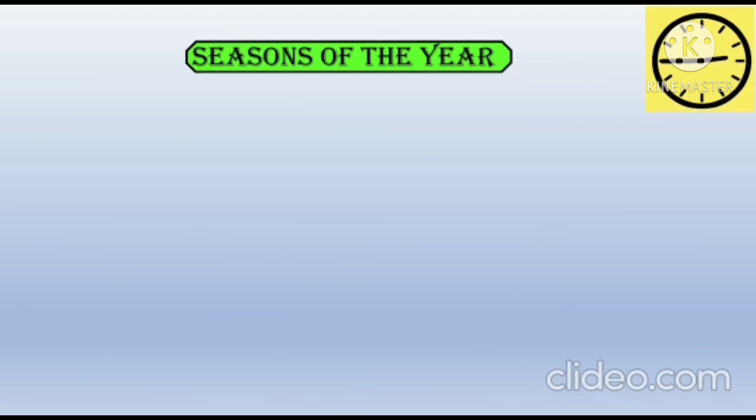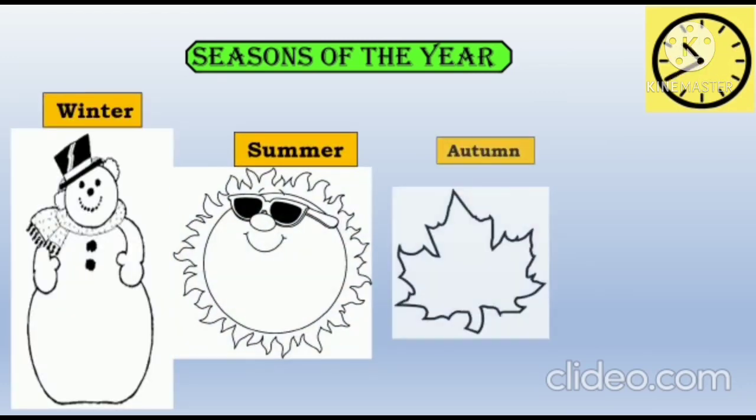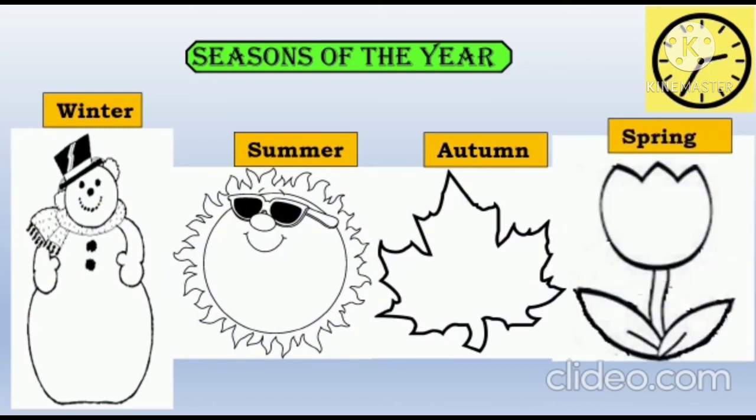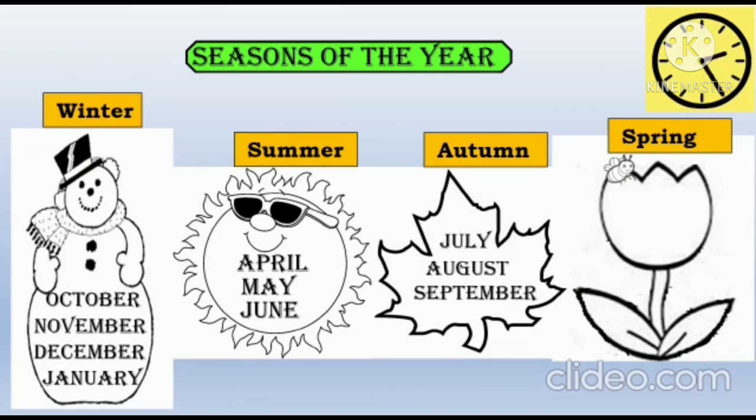Now we will learn seasons of the year. Children, you all have already learned seasons in EVS. So let us see how it is connected to mathematics. Winter, summer, autumn and spring. These are the 4 seasons. Now, which are the months that we have in winter season? In winter, we have October, November, December, January. April, May and June are in summer season. July, August, September come in autumn season. And February and March give us spring season.